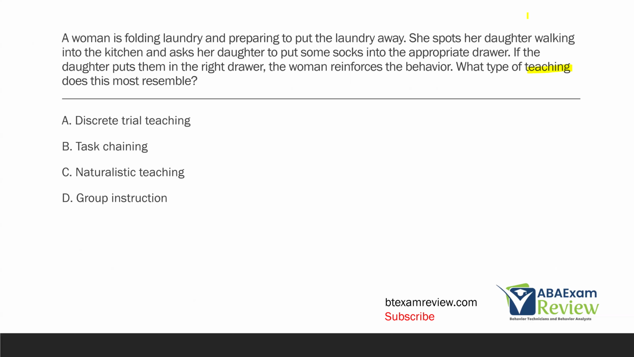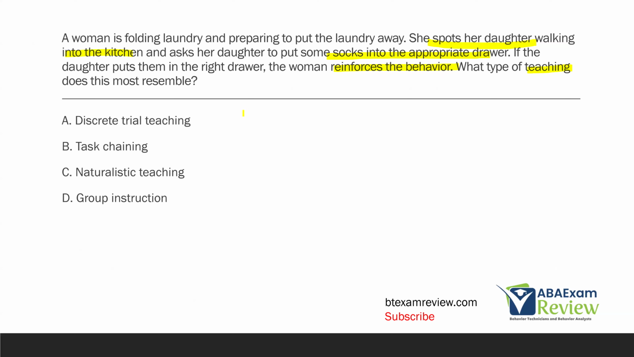In this case, we have a woman folding laundry and putting laundry away. So she's just doing her day-to-day chores. She sees her daughter walking in the kitchen and decides she's going to ask her daughter to put the socks in the appropriate drawer. And if the daughter does that, she reinforces the behavior. So, would you consider this more controlled, more contrived, more rapid paced, or would you consider this more naturalistic? Well, this is clearly more naturalistic because the woman is just going about her day and using that opportunity to teach her daughter where to put the socks or to comply or whatever she's working on.